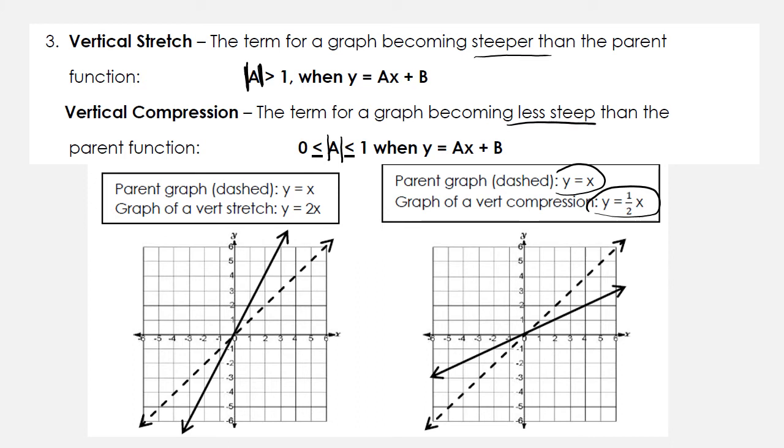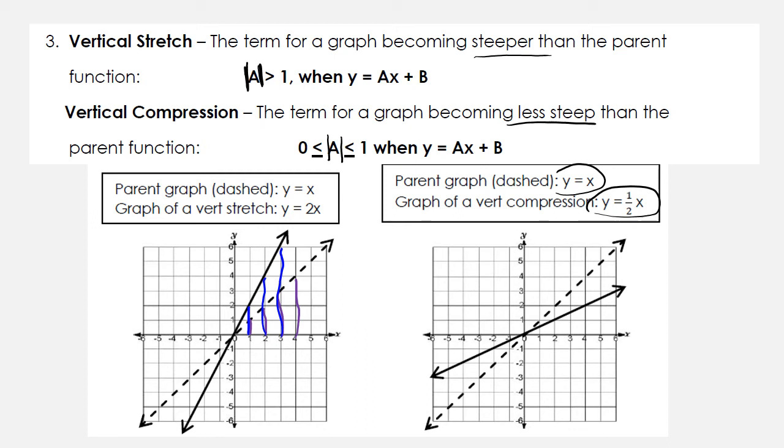We call them vertical compression and vertical stretch, because in the parent function we have 1 goes to 1, 2 goes to 2, 3 goes to 3, 4 goes to 4. In vertical stretch, 1 goes to 2, 2 goes to 4, 3 goes to 6, and so forth. As you can see, each point is being stretched vertically.